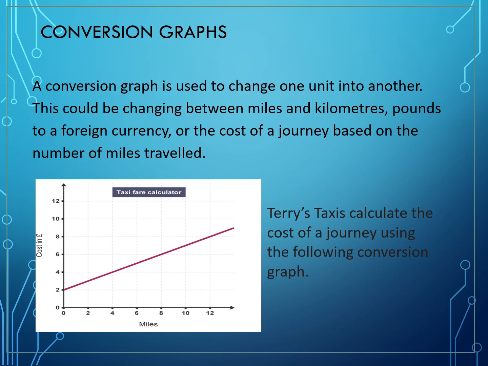Conversion graphs. A conversion graph is used to change one unit into another. This could be changing between miles and kilometers, pounds to a foreign currency, or the cost of a journey based on the number of miles traveled. Have a look here on the left hand side at this chart. Terry's taxis calculate the cost of a journey using the following conversion graph. So on the left hand side, you've got the cost in pounds, and along the bottom, based upon how many miles the taxi has traveled, that is the cost that a person will have to pay.